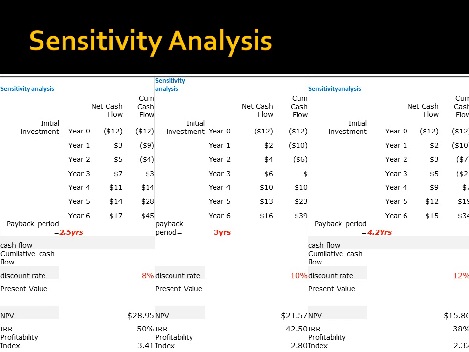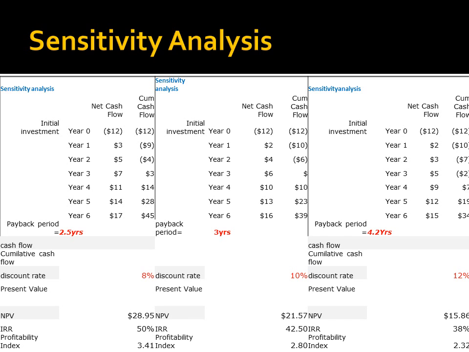I have conducted a sensitivity analysis considering 3 scenarios, which would be the best case scenario, the base case, and the worst. As I had mentioned in my previous slide, at 10%, the company would add a net present value of 21.57 with a payback period of just 3 years and a profitability index of 2.80.